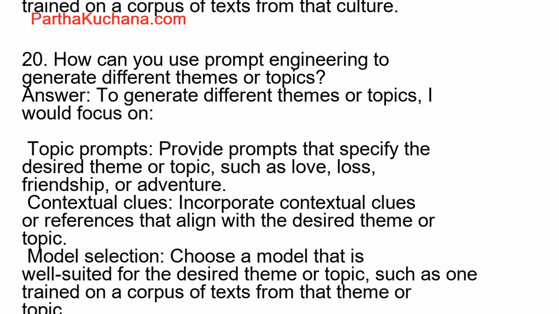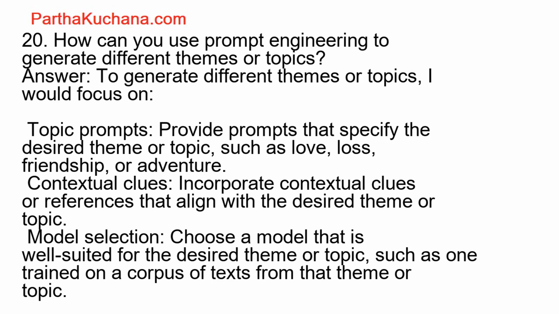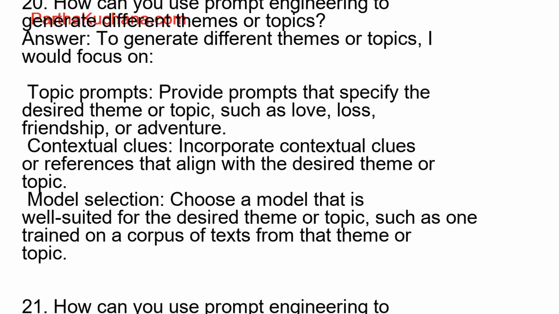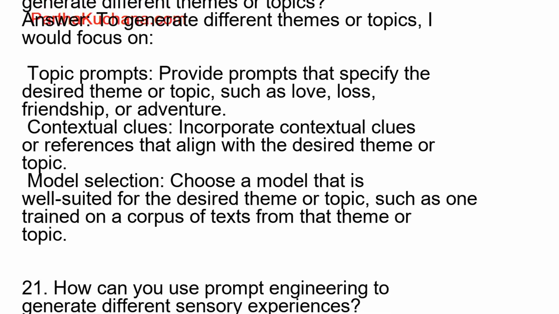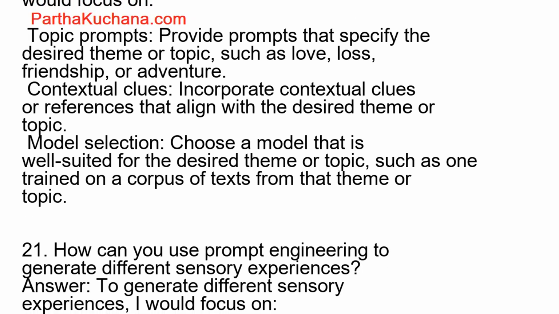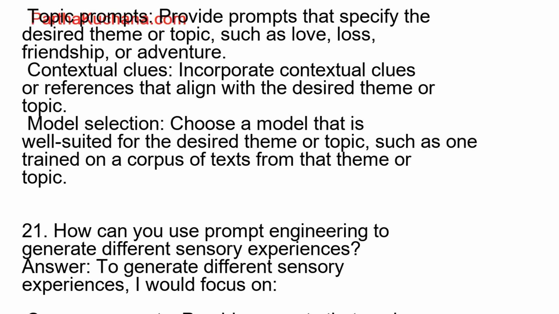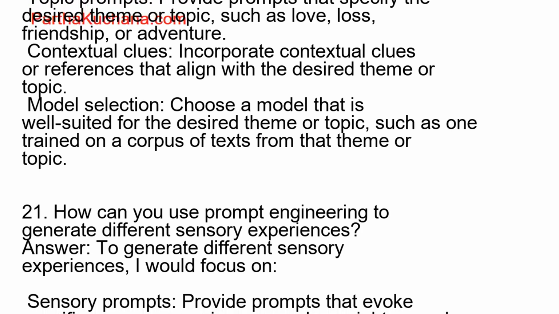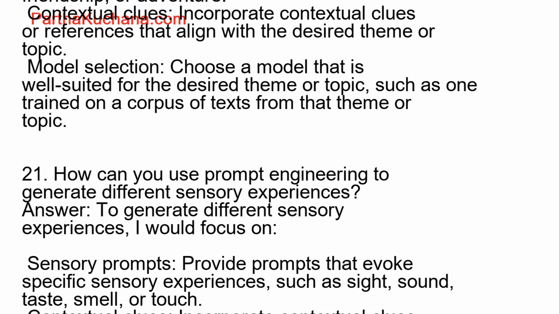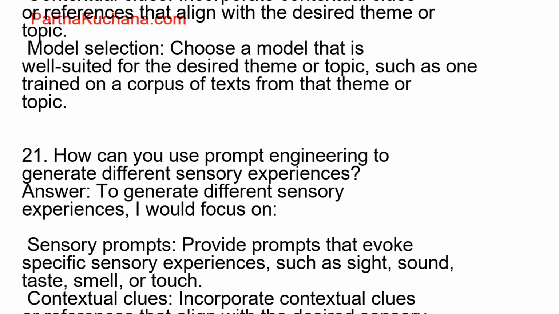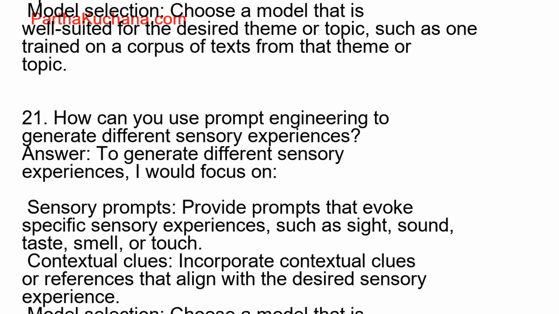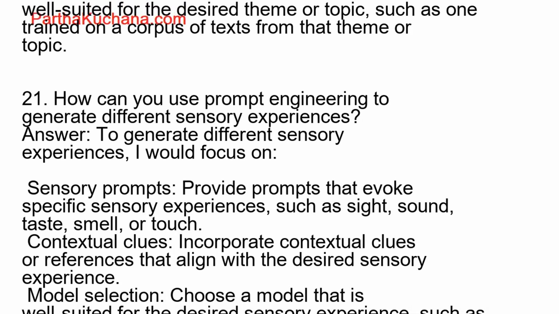23. How can you use prompt engineering to generate different levels of complexity? Answer. To generate different levels of complexity, I would focus on complexity prompts. Provide prompts that specify the desired level of complexity, such as simple, complex, or sophisticated. Contextual clues: incorporate contextual clues or references that suggest the appropriate level of complexity. Model selection: choose a model that is capable of generating text with the desired level of complexity, such as one trained on a corpus of texts with varying levels of complexity.